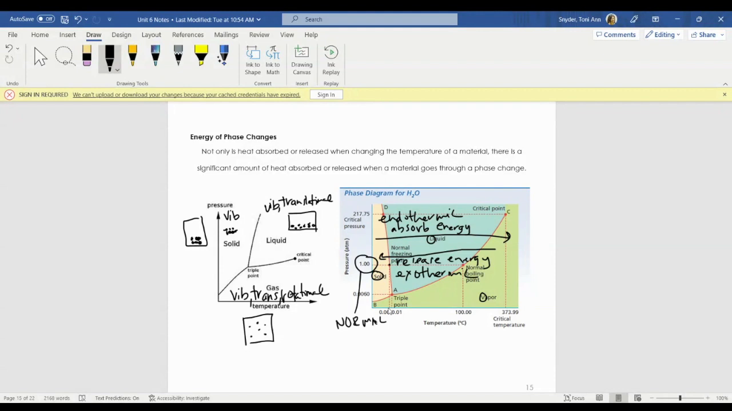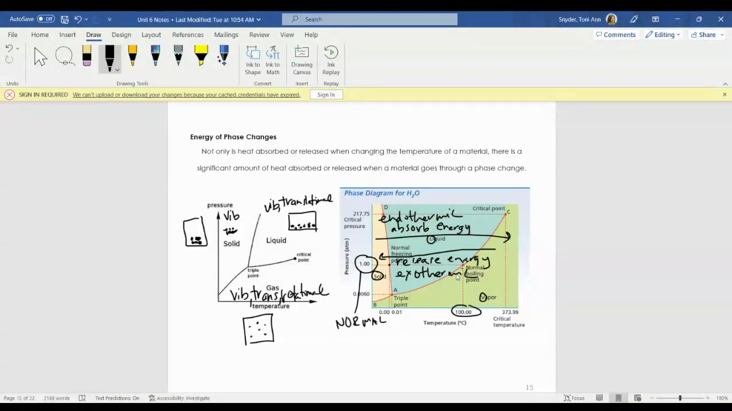Now that changes depending on elevation. Or the normal boiling point of water, we know, is 100 degrees. But again, that also changes due to elevation. So if you are higher on top of a mountain, there is less pressure being exerted on you. So the lower the pressure, that actually means the lower the boiling point.